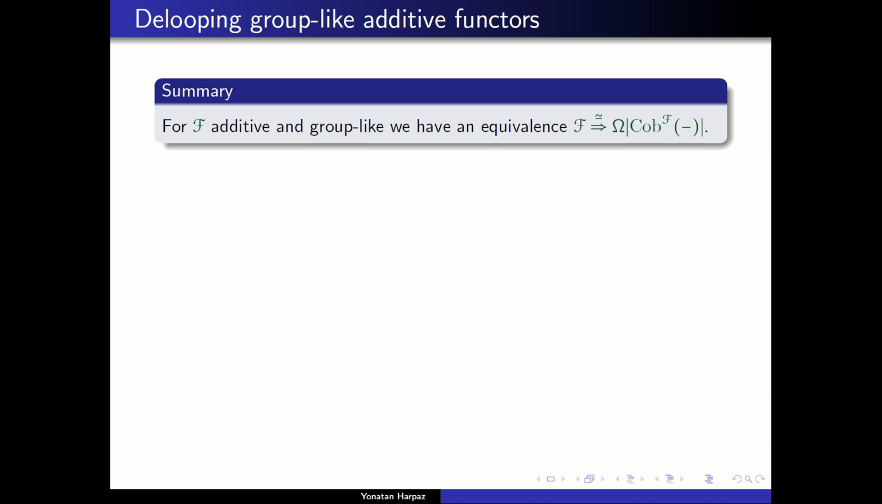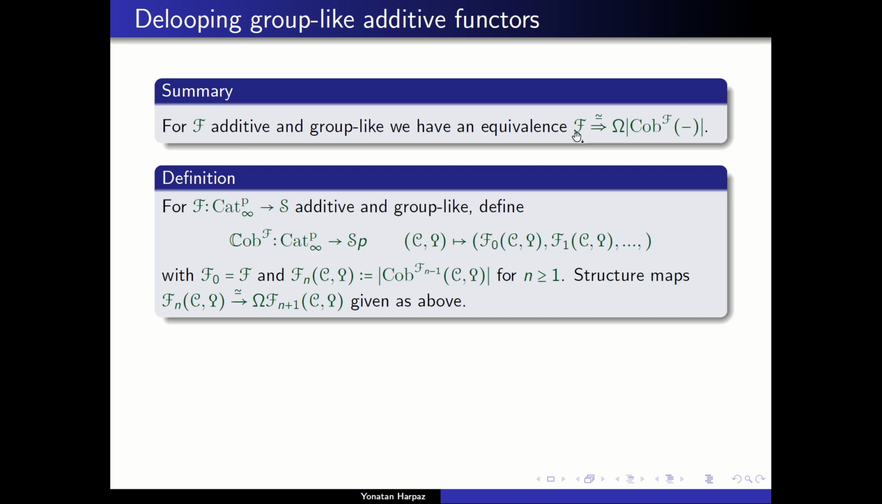So let us summarize what we have so far. We have shown that if F is additive and group-like, then if we take the F-based cobordism category, take its geometric realization, and apply loop space, then the result is naturally equivalent to F itself. And so in particular, this gives us a delooping of F in the form of the geometric realization of the F-based cobordism category. And so we can iterate this delooping in order to form an omega spectrum.